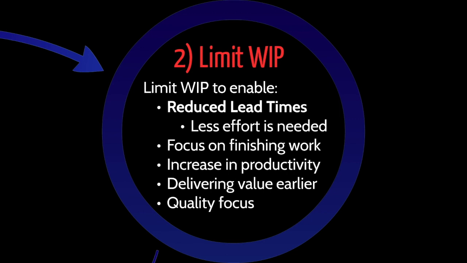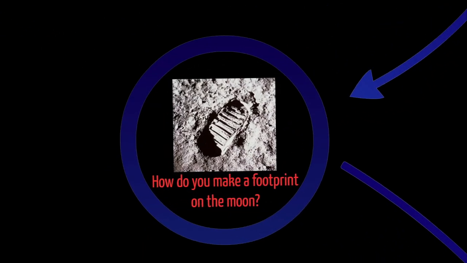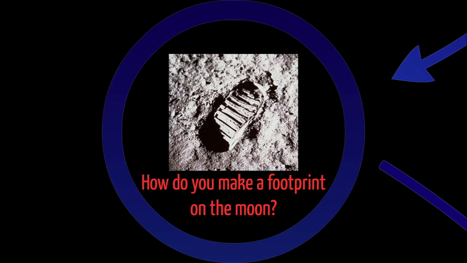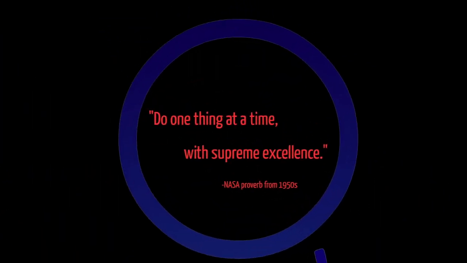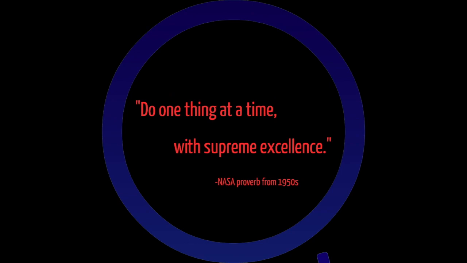Humans have been doing this for years. Here's a great example. How do you make a footprint on the moon like Buzz Aldrin did? NASA used to actually have a slogan printed on their mugs in the 1950s and 60s. Do one thing at a time with supreme excellence. In other words, limit your work in progress and focus on quality. And that's the slogan we followed to put people onto the moon.